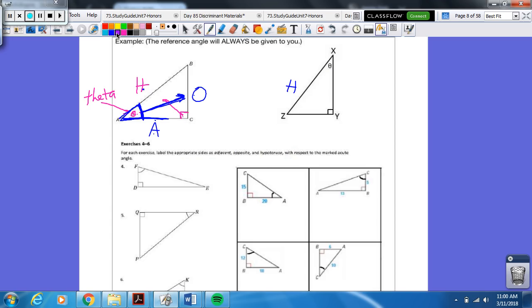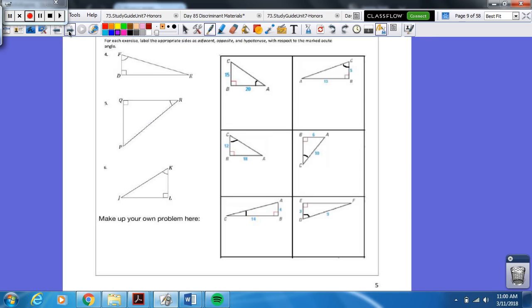Okay, let's look at that again. Obviously this is the hypotenuse, it's opposite the right angle. Here is my theta, here is my angle, and so opposite is going to be here. What's the one that's missing that's still touching the angle? That is the adjacent. So there we go, we labeled all of them. Let's practice one more, then you're going to be on your own, okay?